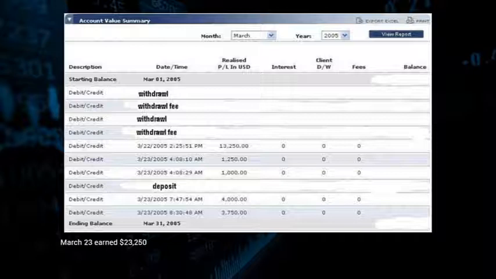And then on March 23rd, $23,250. So these were pretty consistent. And again, some of these other trades that you see here, they're different techniques. I have many different techniques for different types of market environments and different strategies.